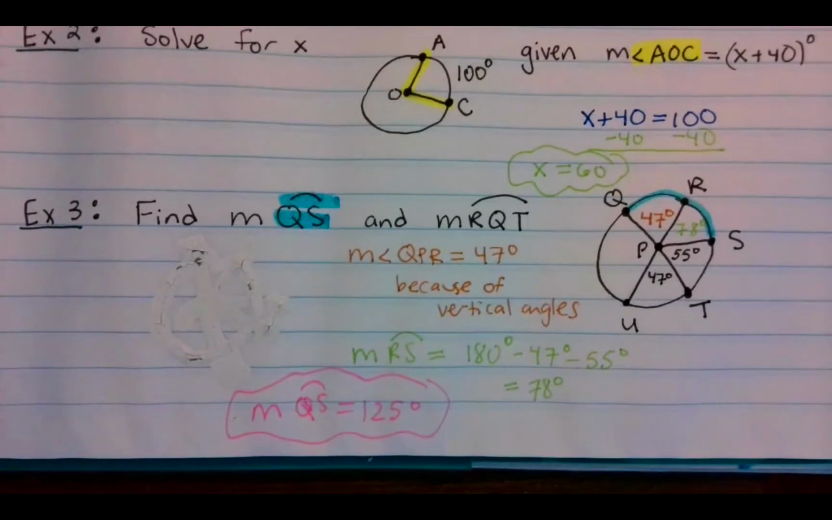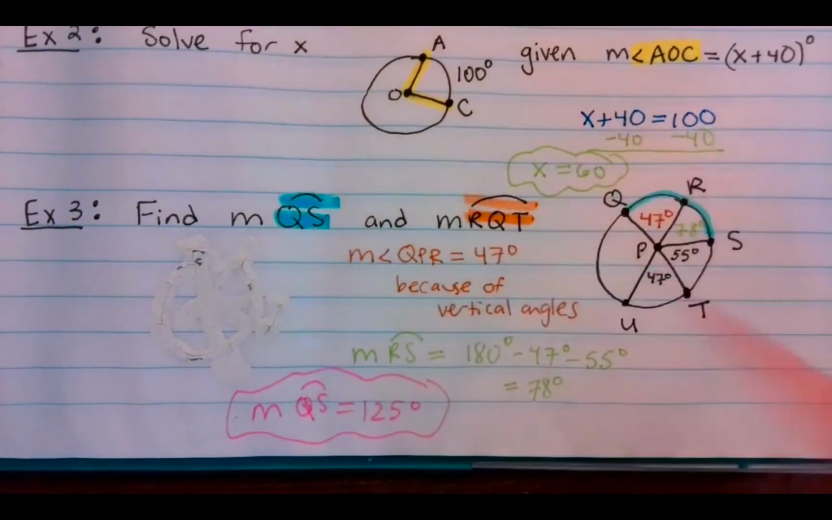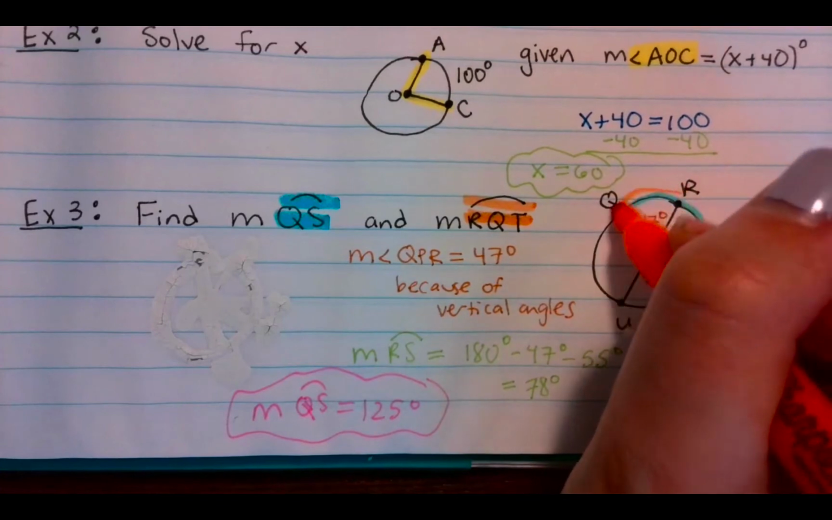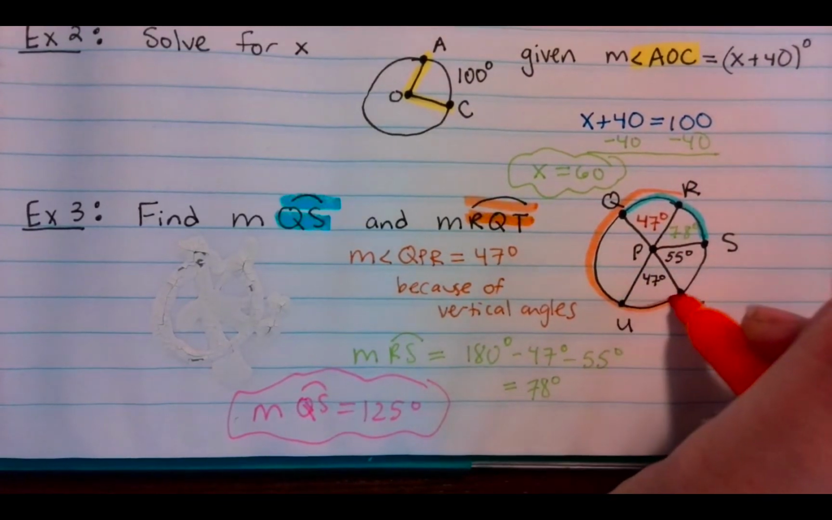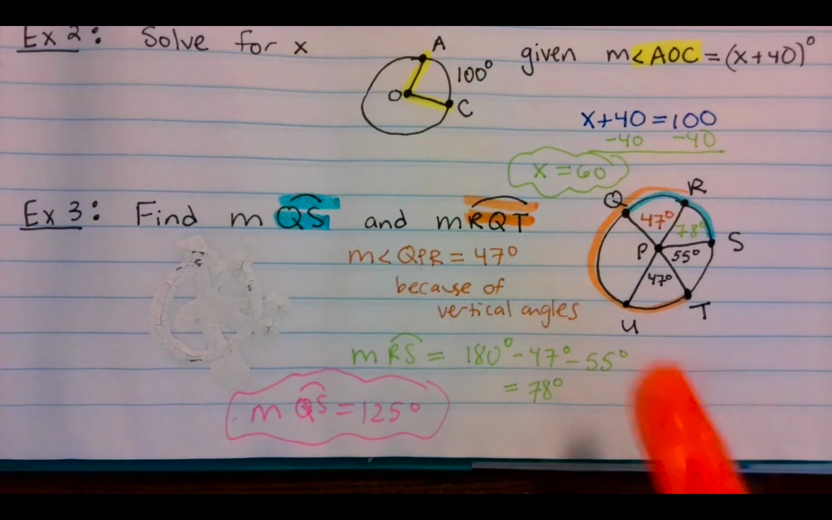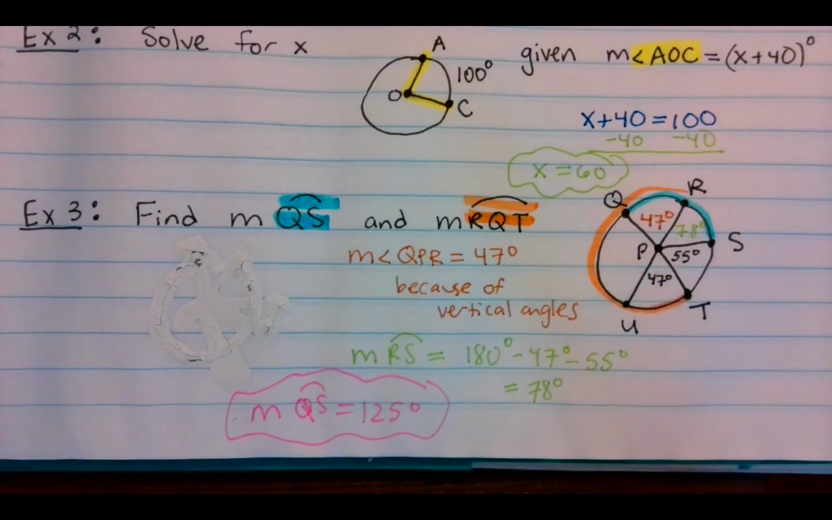Alright, and now we're supposed to find the measure of arc RQT. Okay, so RQT, I'm going to highlight out here, is that whole lovely business right there. Now I could find this missing arc measure here, just subtract the rest of these from 360, get this guy, and then add all of these together. That's one way to do it.